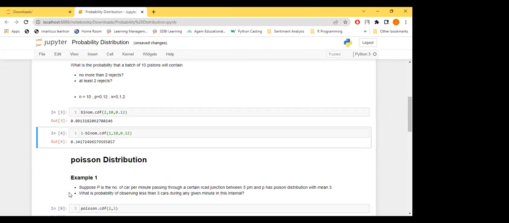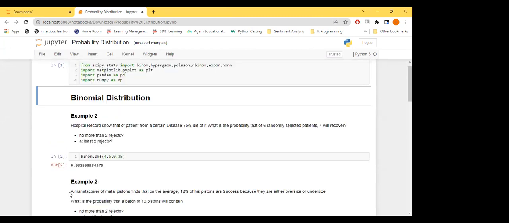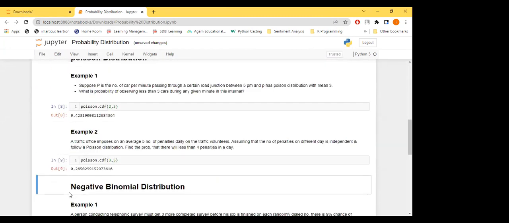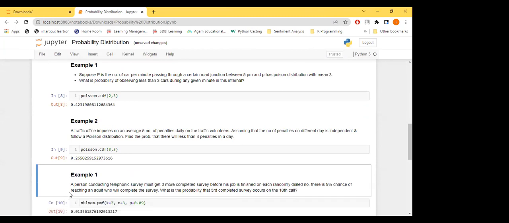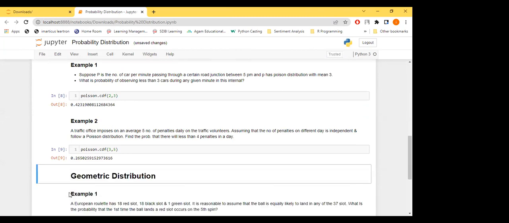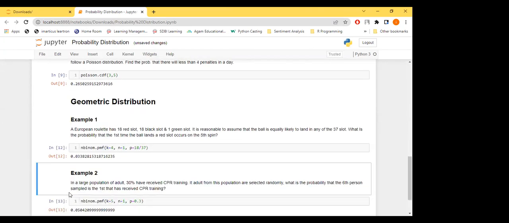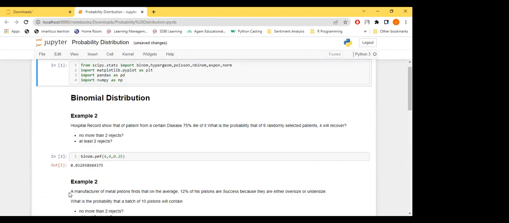Guys, we have done Poisson. We have done binomial. Okay. We have negative is not there for you now. Geometric we have done. Okay. Only 3 lines you have to write, guys.